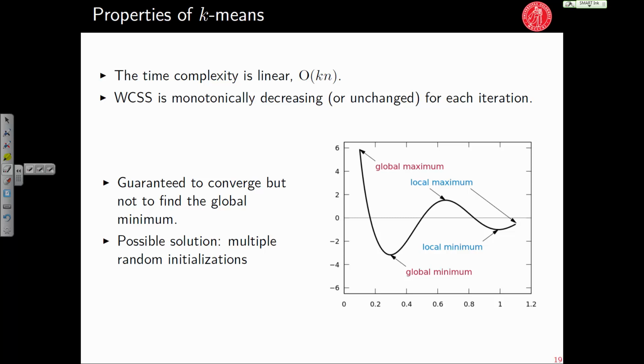So one possible solution for this is to run the clustering algorithm many times, if you can afford that. So you run it many times with many different initialization configurations, and then you might actually end up finding the global minimum. But there is also no guarantee that this could happen.